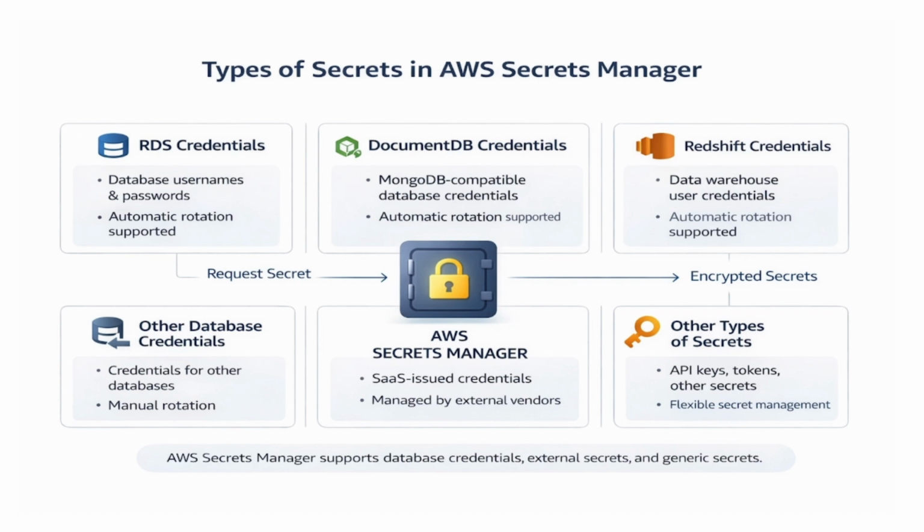Can we store any credential beyond databases? Yes. Beyond databases, AWS Secrets Manager supports other types of secrets like API keys, access tokens, and application secrets. The application requests secrets securely at runtime, and AWS Secrets Manager returns the encrypted value based on the IAM permissions. In short, AWS Secrets Manager supports database credentials, external service secrets, and generic secrets, all encrypted, centralized, and securely managed. So these are the different types of credentials that we could store in AWS Secrets Manager.